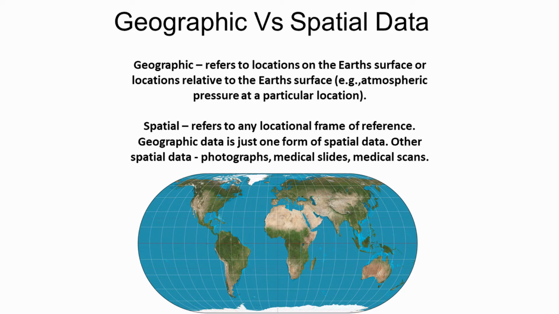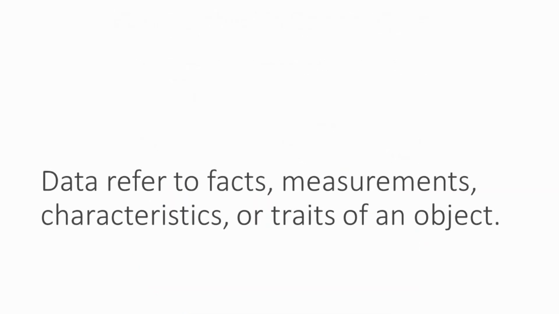What is the difference between data and information? Why is it not called geographic data systems? There is a significant difference between the concepts of data and information. Data is a set of values or elements used to represent something. For instance, the string of numbers 1, 2, 3, 4, 5, 6, 7, 9 is data. Generally, data refer to facts, measurements, characteristics, or traits of an object of interest.